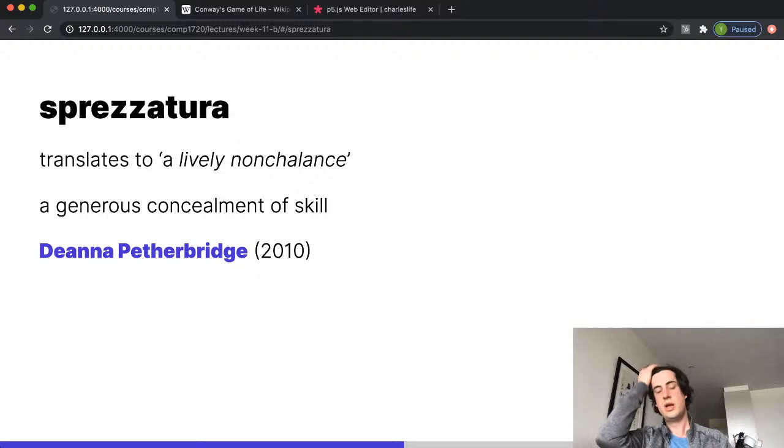All right, so let's have a look at a couple of examples of these sort of magical effects. One is the idea of sprezzatura.